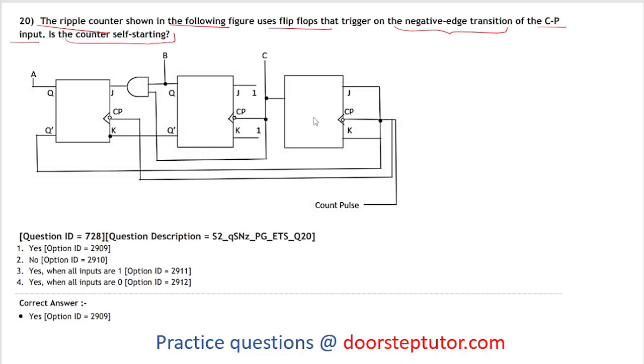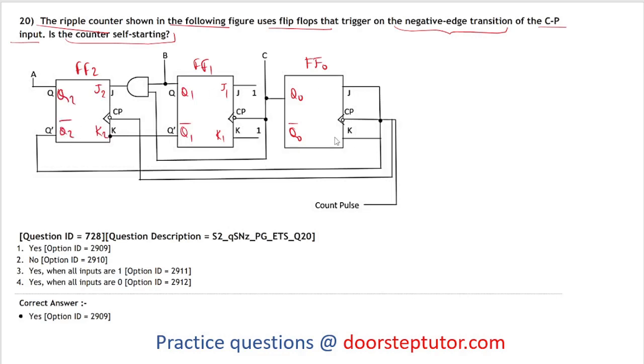So let us understand this diagram. In this diagram, J and K are the inputs of the first flip-flop. So we will call it flip-flop 0, flip-flop 1 and flip-flop 2. This has output Q0 and Q0 bar. This has inputs J1 and K1 and outputs Q1 and Q1 bar. Now the inputs of this flip-flop are J2 and K2 and outputs are Q2 and Q2 bar.